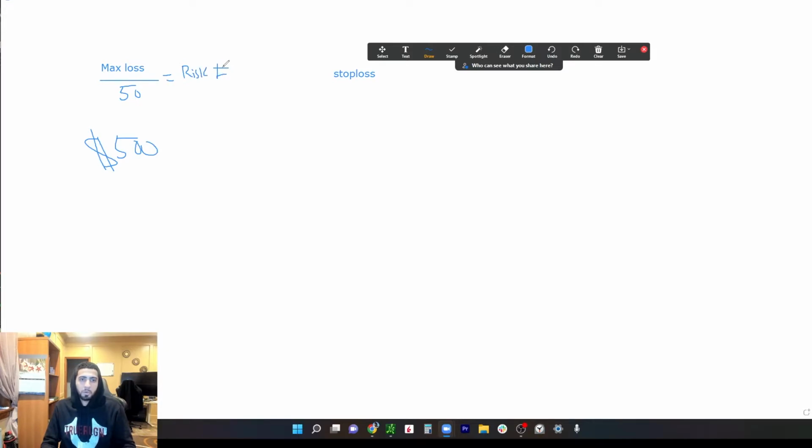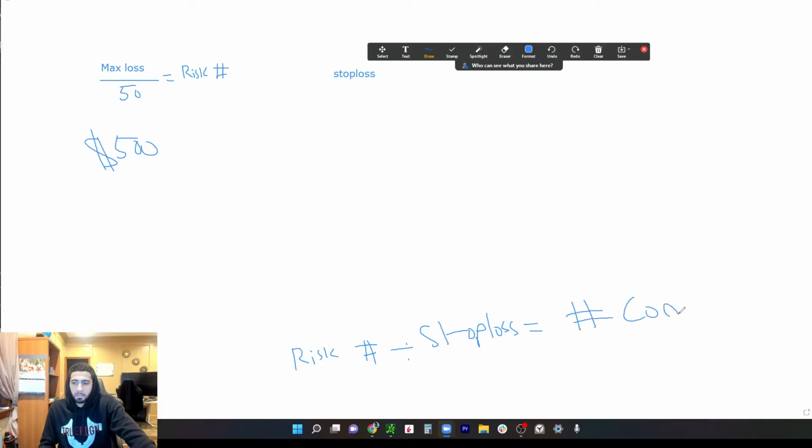Now I'm still figuring out what I want to call this, but I made up this formula, and for now, let's just call it risk number, right? So again, your max loss divided by 50 gives you your risk number. And then the formula is going to be your risk number divided by your stop loss. And then that's going to give you the number of contracts to buy, right? So basically, if your max loss is 500, automatically your risk number is going to be 10.